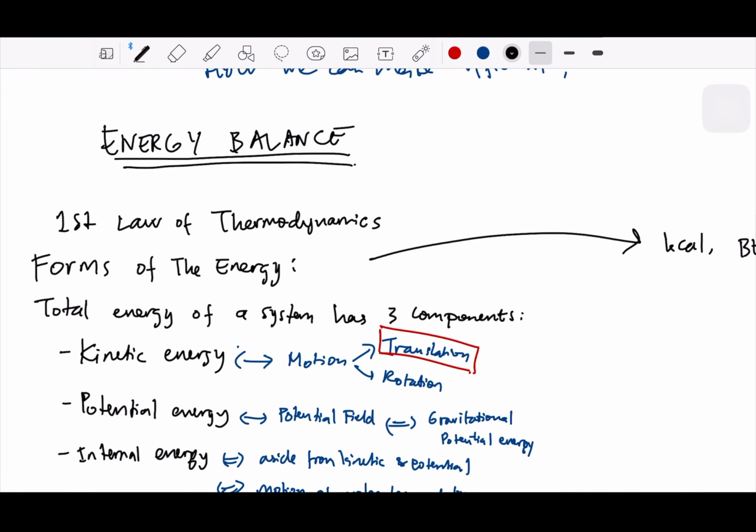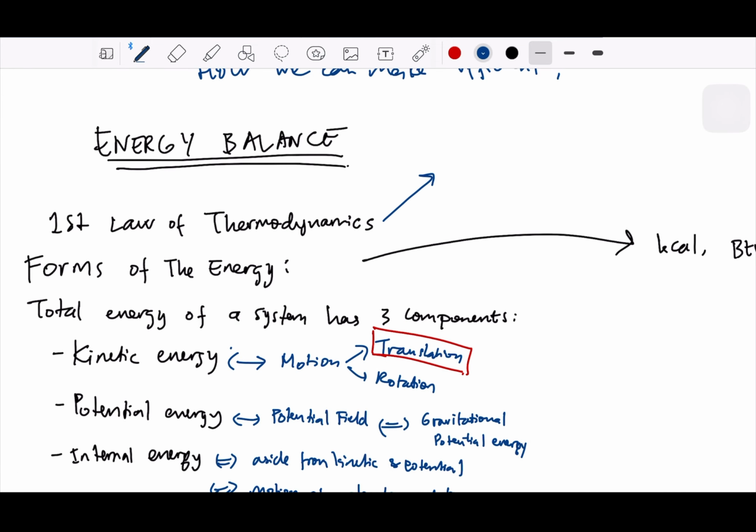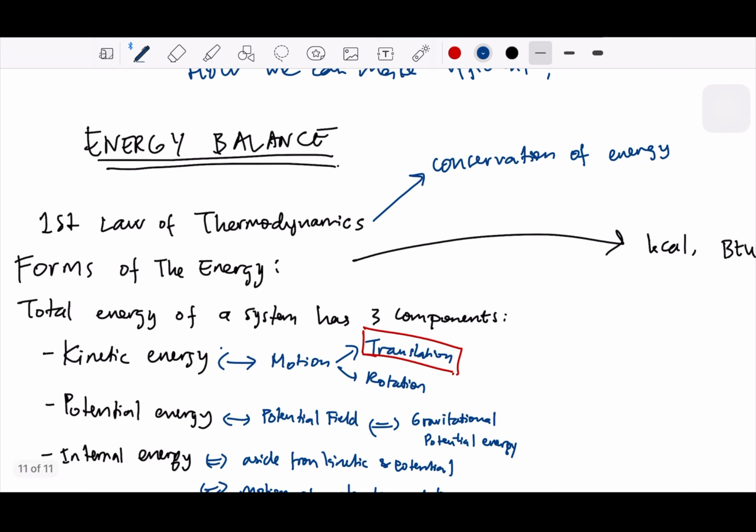And oh yeah, I almost forgot to write the first law of thermodynamics, which is the conservation of energy. So energy cannot be created, right? It cannot be created or destroyed. Okay.